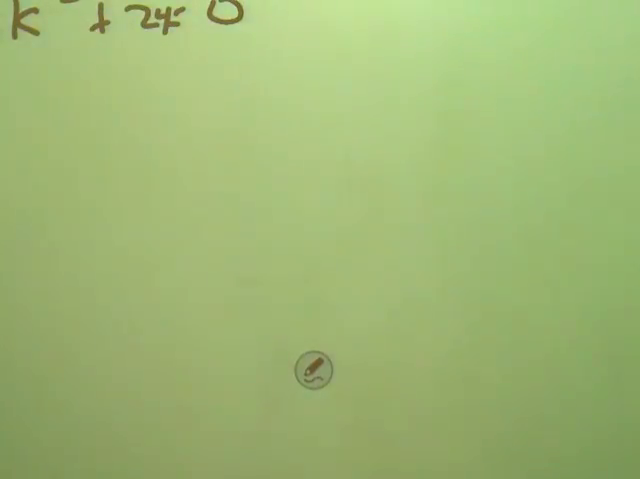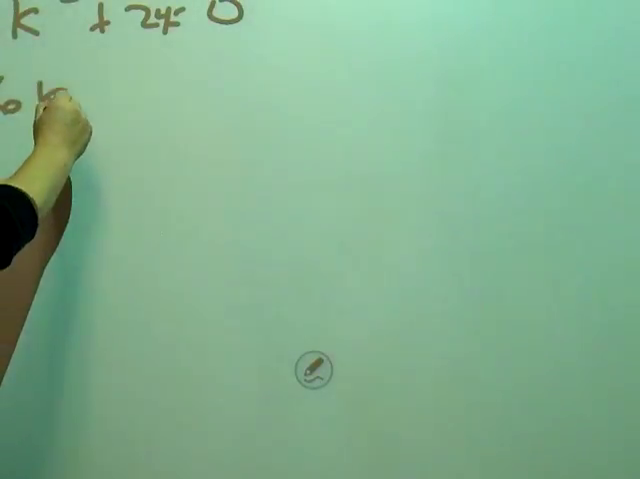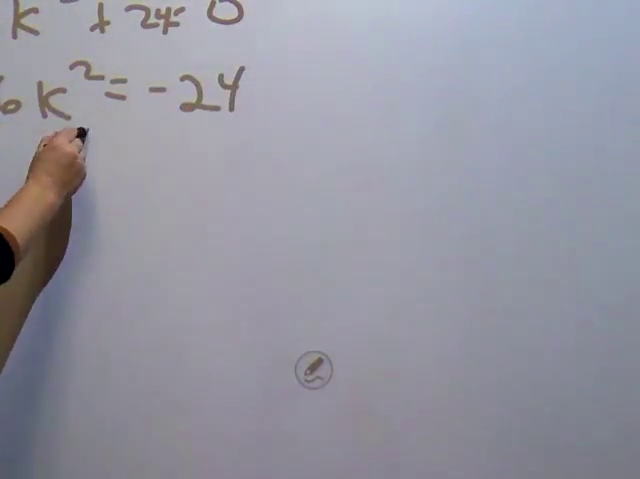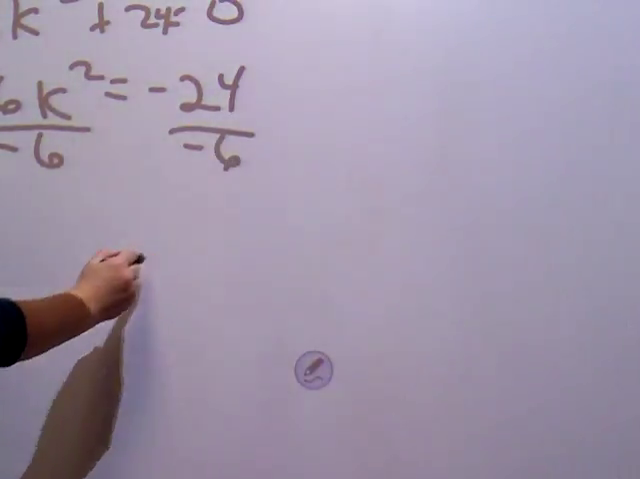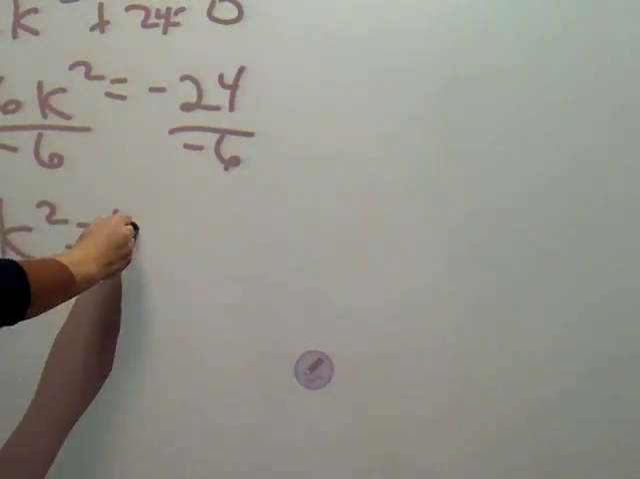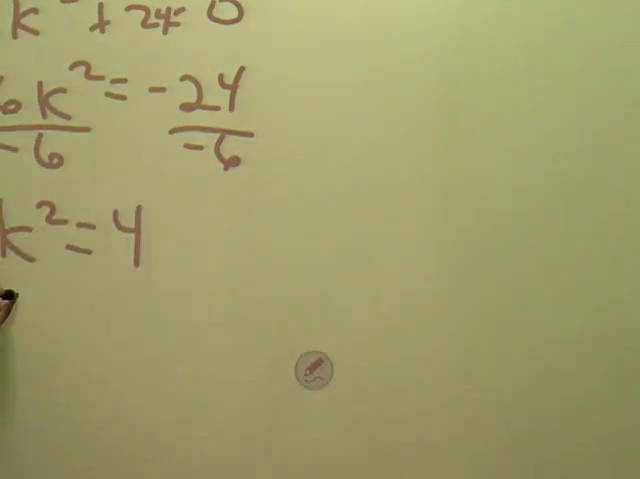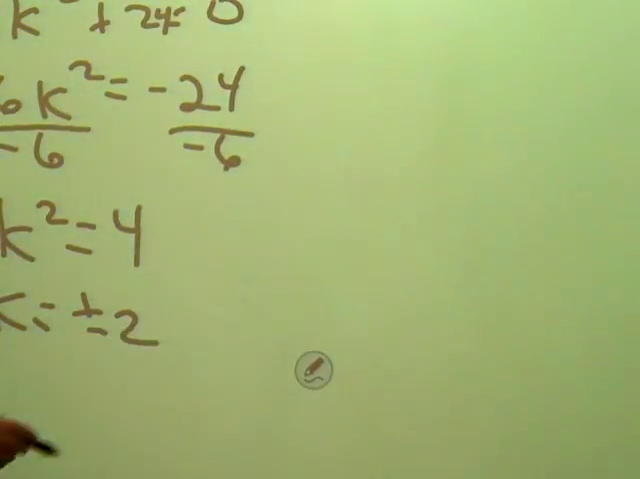So I move the 24 over. Negative 6k squared equals negative 24. Divide by negative 6. K squared equals 4. Undo your squared by square rooting. Okay. On to the last one.